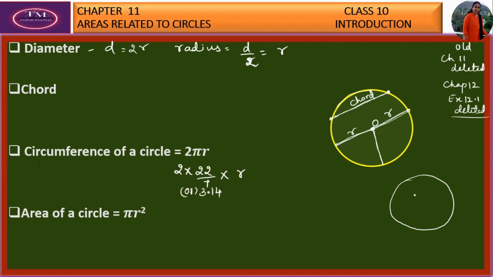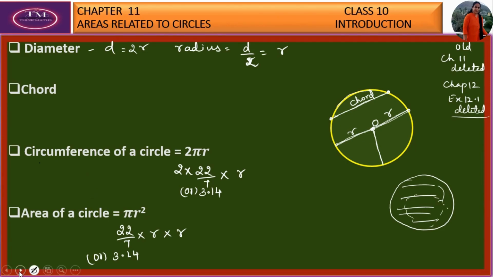Next one, area of the circle. What area is occupied by the circle? It is nothing but pi r square. Apply the value of pi, 22 by 7 or 3.14, then r square. R square means you have to multiply r into r. Find the value of r from the question, apply it, and multiply. You know the formulas for circumference and area of a circle from 8th or 9th standard.